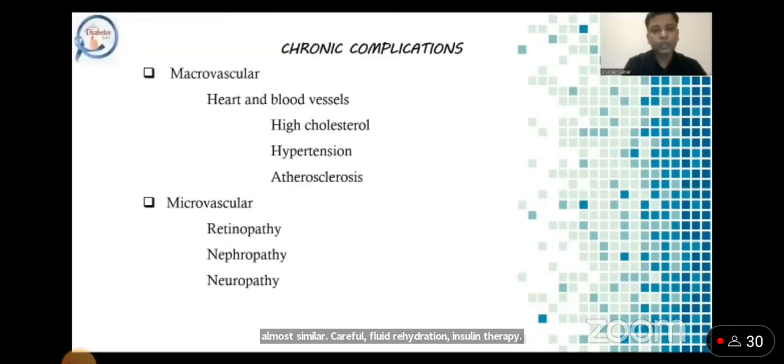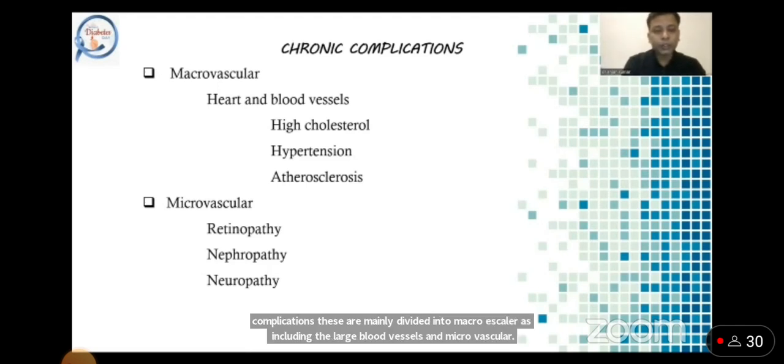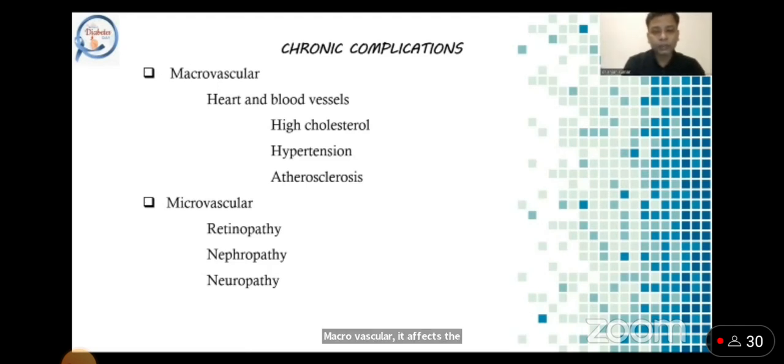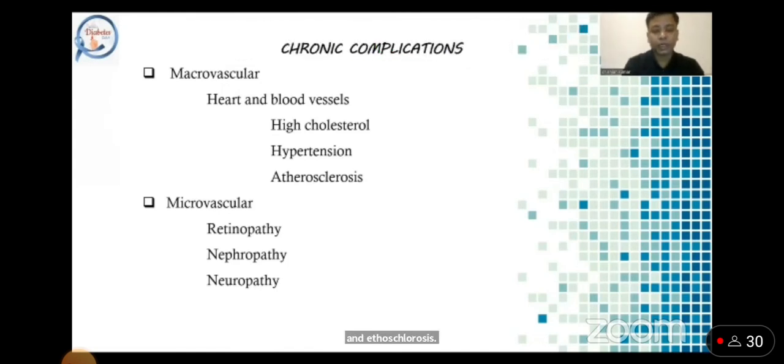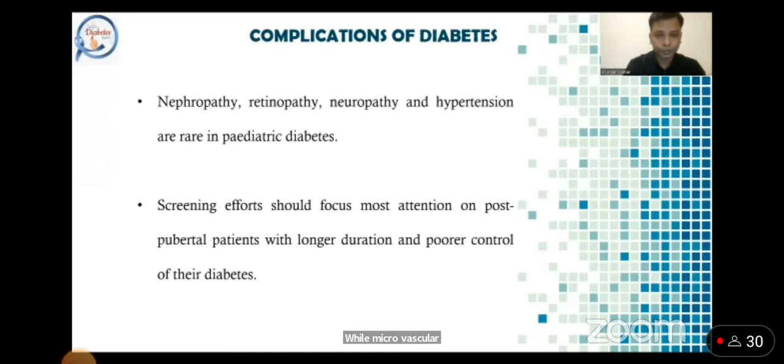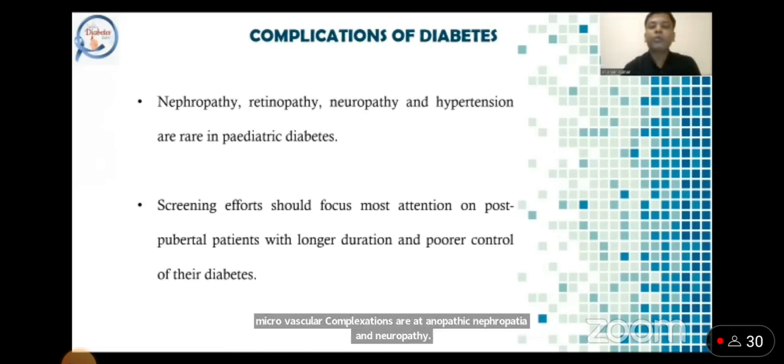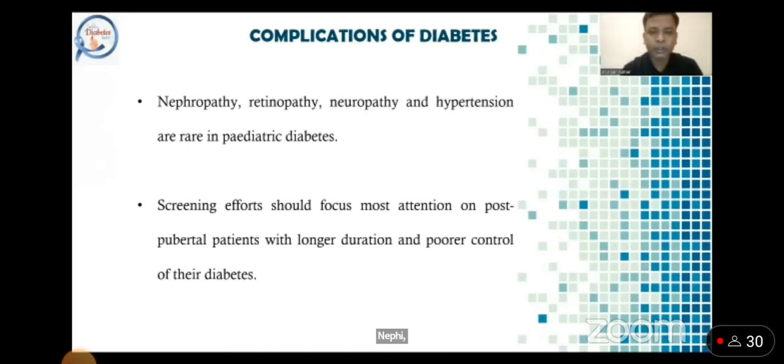Now coming to chronic complications, these are mainly divided into macrovascular, including the large blood vessels, and microvascular. Macrovascular complications affect the heart and blood vessels, characterized by high cholesterol, hypertension, and atherosclerosis, while microvascular complications are retinopathy, nephropathy, and neuropathy. Nephropathy, retinopathy, neuropathy, and hypertension are rarely seen in pediatric patients, but in cases of long-standing diabetes, they are seen.